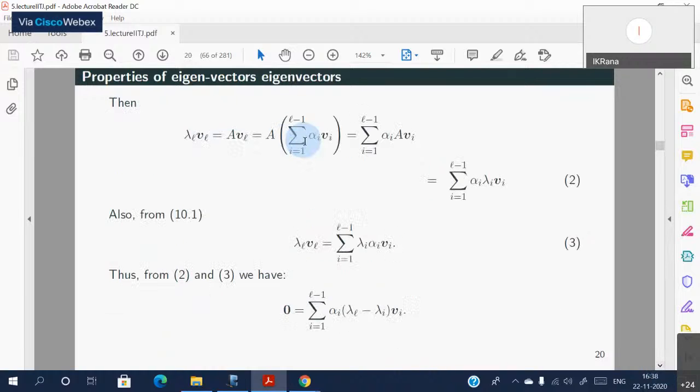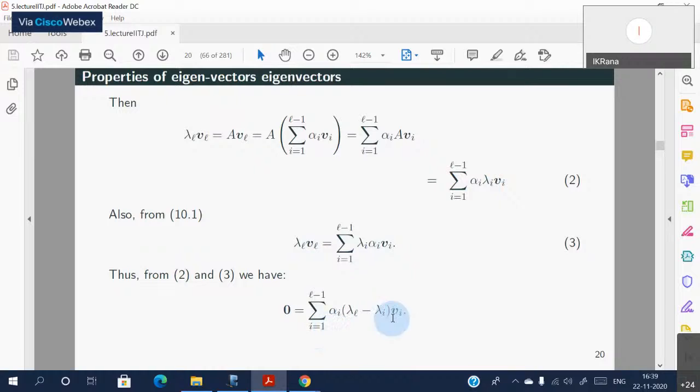When you apply A to both sides, you get this equation. So A vL is lambda L vL, and being a sum, I can distribute the linear transformation, so it is equal to this. Also, from the equation, vL was a linear combination, so I can multiply by lambda L on both sides. So I get this. Subtract, and we get it equal to 0.